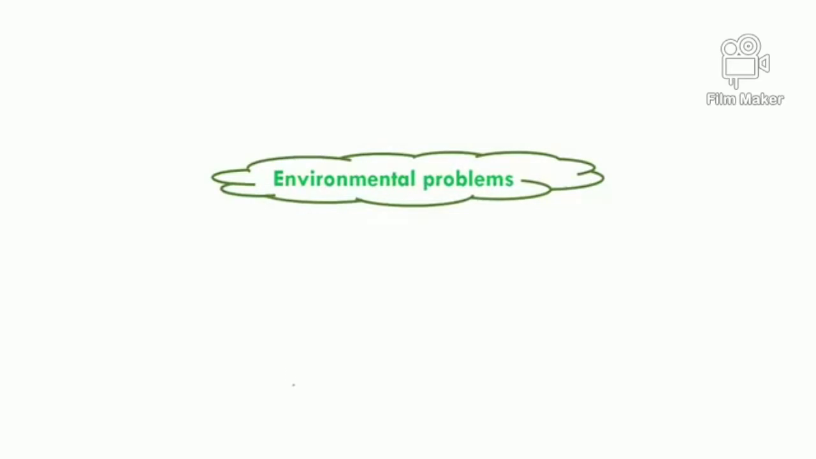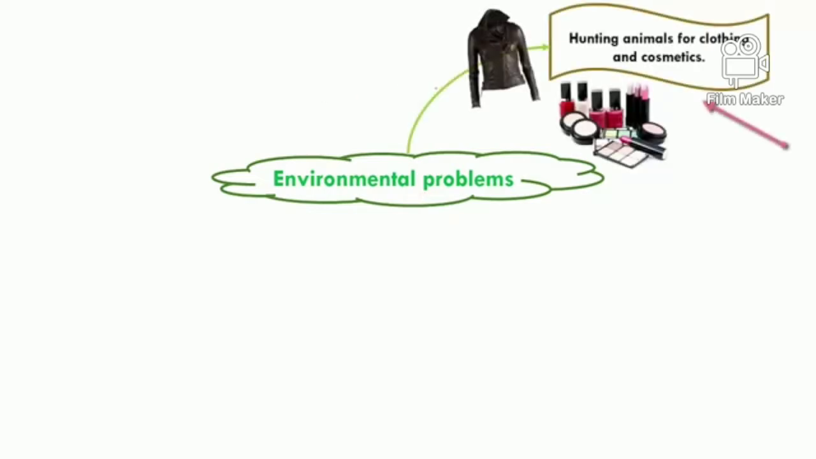Now, we know that there is a growing problem in the environment which we call environmental problems. Now, what are these environmental problems? First, we have hunting of animals for clothing and cosmetics. We know that we hunt several animals for their leather and other clothing materials that we make. And if you see cosmetics, we use beeswax and other things of that sort to make lipsticks and eyeshadows and things like that. So, we're hunting animals for our purposes.